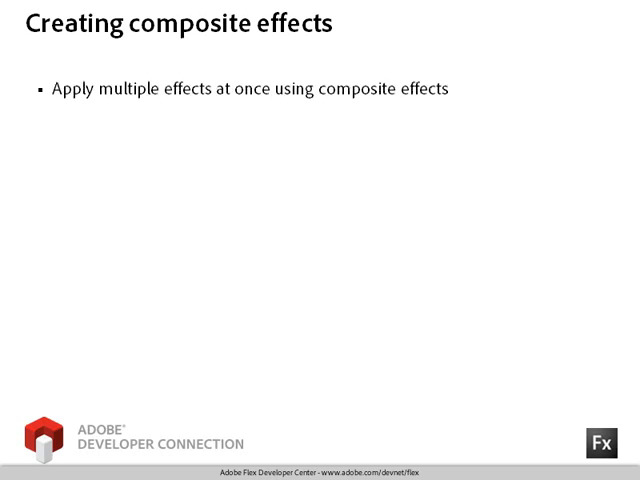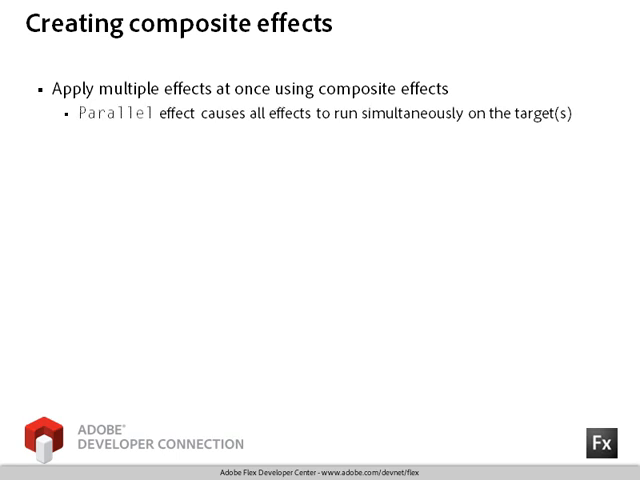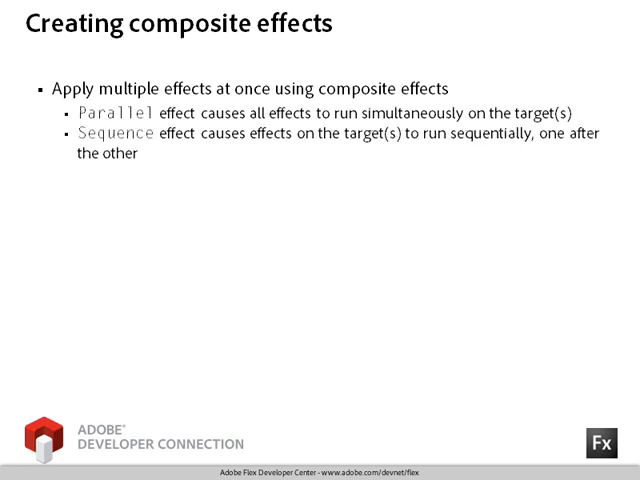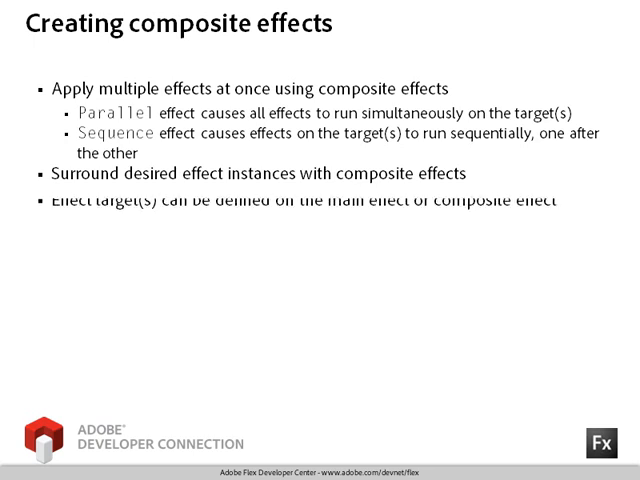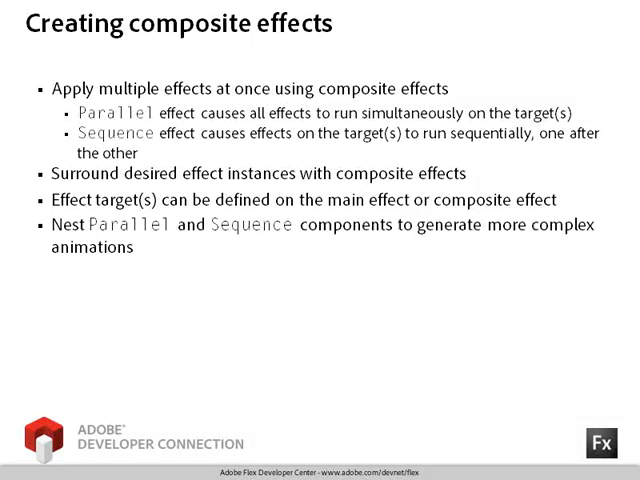To apply multiple effects at once, you use composite effects. The parallel composite effect causes all effects to run simultaneously, while the sequence composite effect causes effects to run sequentially. You surround all of your effects with one of the composite effects. The target of the effect can be defined on the individual effect or on the composite effect. You can even nest composite effects to generate more complex animations. You will learn how to do that in the next video.